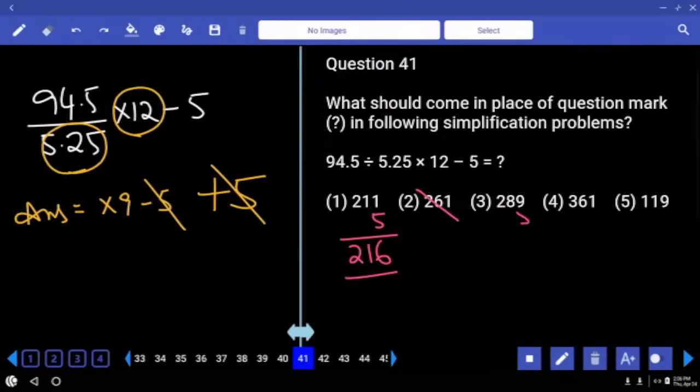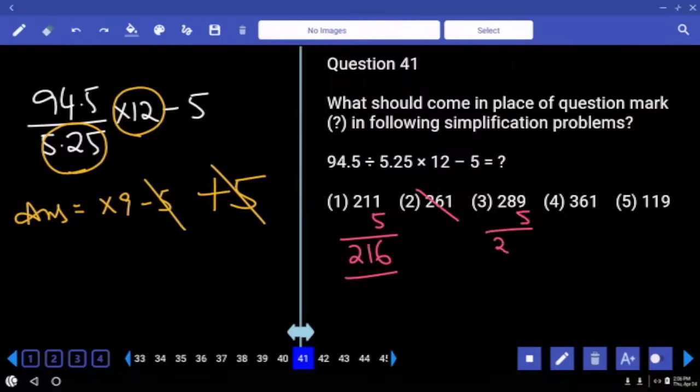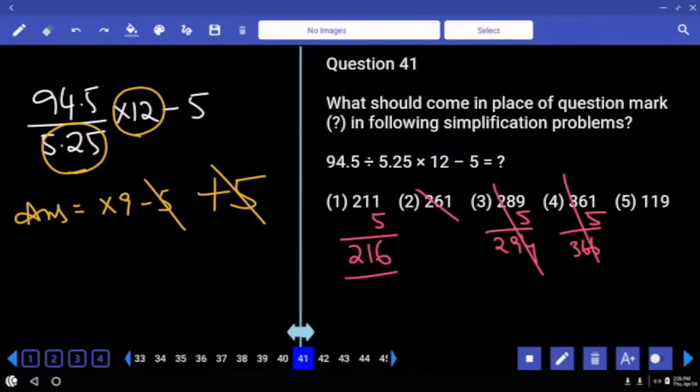If you add 5 here, it becomes 294. No. Add 5 here, 366. No. Add 5 here, 124. No. There is only one option like that, you can go for it. So here, every time you need not add 5, 5, 5 like this.